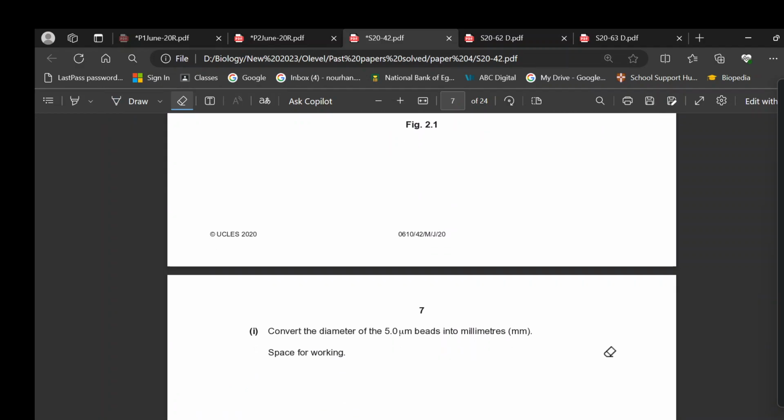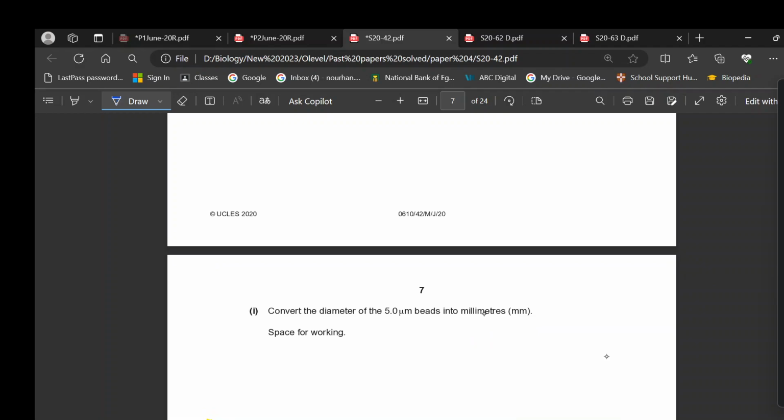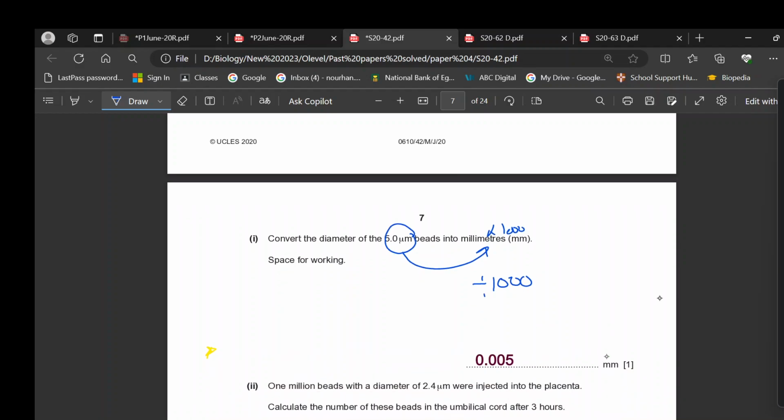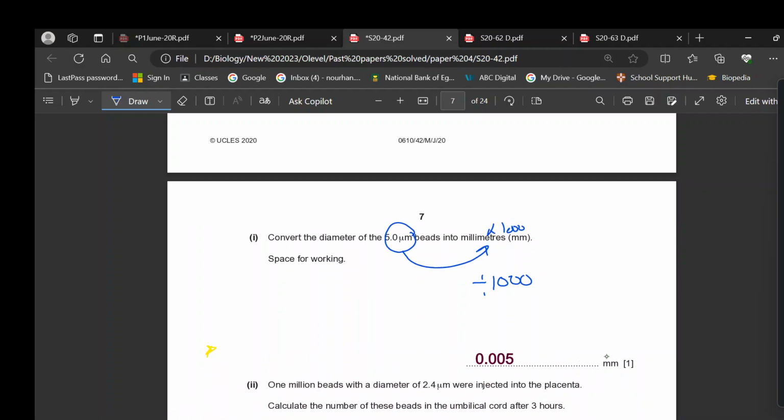Convert the diameter of 5 micrometers into millimeters. This is an easy question. To convert millimeters to micrometers, we multiply by 1000. If I want to convert from the smaller unit to the larger unit, I will divide by 1000, so it will be 0.005 millimeters.